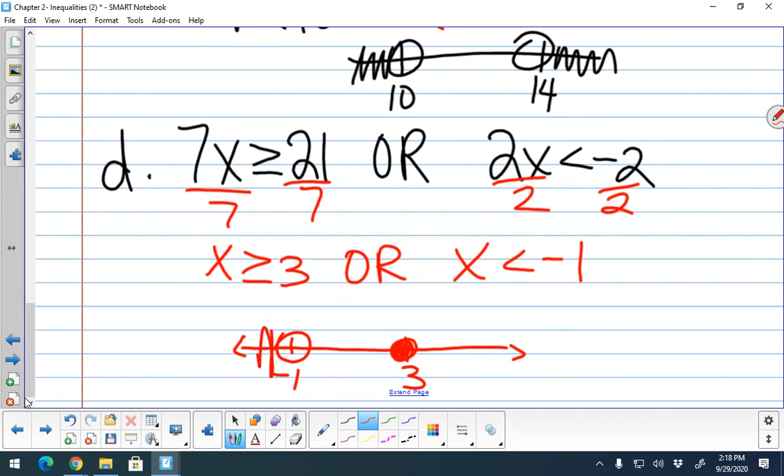Then again, we're less than -1 and we're greater than 3. What questions do you have? For many of you, it's just the details. You've got the math side of it down. Now we need to focus on the shading, or we need to focus on declaration of our answers.